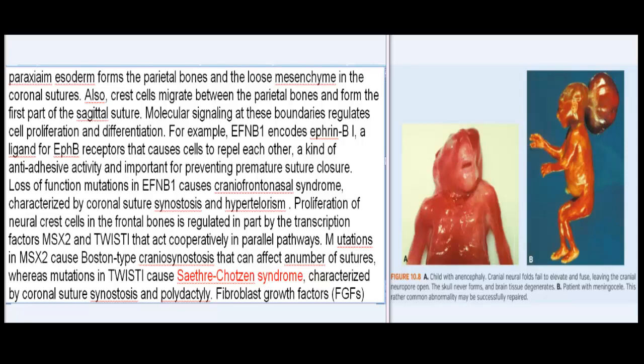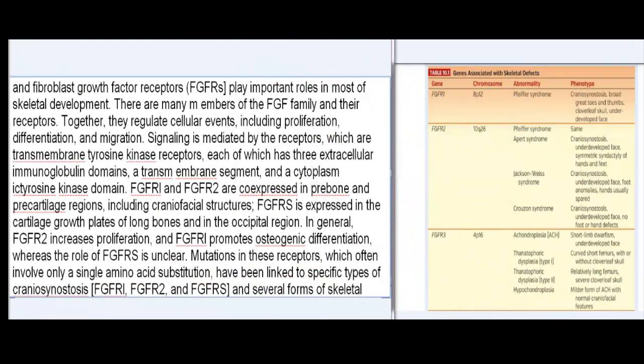Fibroblast growth factors, FGFs, and fibroblast growth factor receptors, FGFRs, play important roles in most of skeletal development. There are many members of the FGF family and their receptors. Together, they regulate cellular events, including proliferation, differentiation, and migration. Signaling is mediated by the receptors, which are transmembrane tyrosine kinase receptors, each of which has 3 extracellular immunoglobulin domains, a transmembrane segment, and a cytoplasmic tyrosine kinase domain.